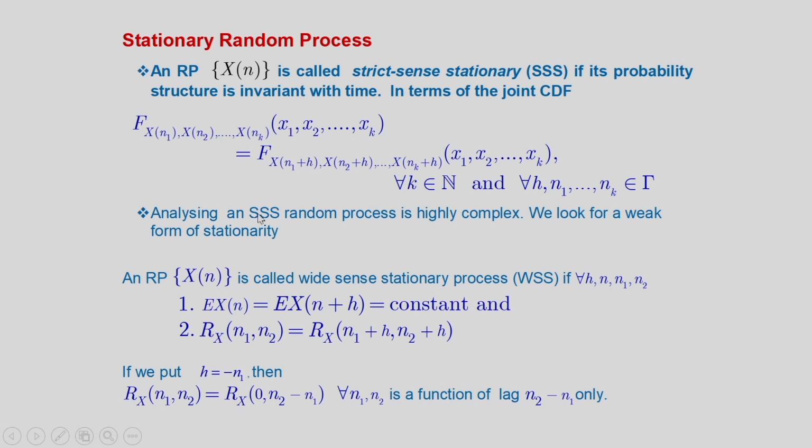Now, to analyze strict sense random process is highly complex. We look for still weaker form of stationarity. So, that is the weak sense stationary random process or wide sense stationary random process. A random process Xn is called a wide sense stationary process WSS, that is if for all h, n, n1 and n2, number 1, E of xn is equal to E of xn plus h. So, 2 instant of time E of the average value is same, that means average value must be a constant. Number 2, Rx of n1 and n2 is same as Rx of n1 plus h, n2 plus h. This is for all h.